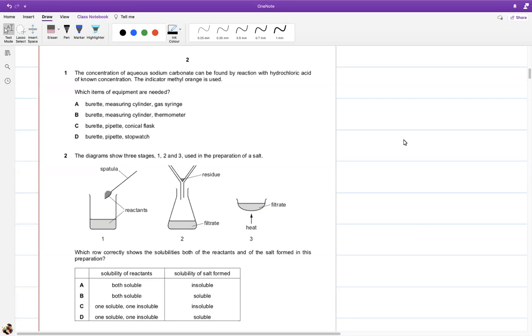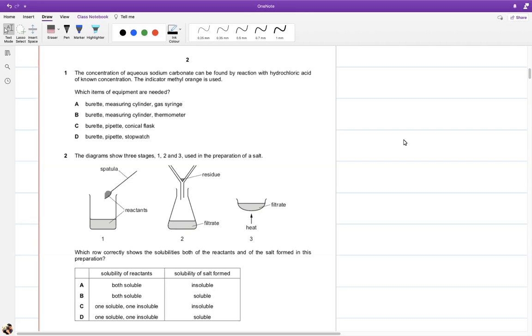All right, the concentration of aqueous sodium carbonate. Sodium carbonate, we know it's a soluble base, can be found by reaction with HCl of known concentration. The indicator methyl orange is used. So which items of equipment are needed?